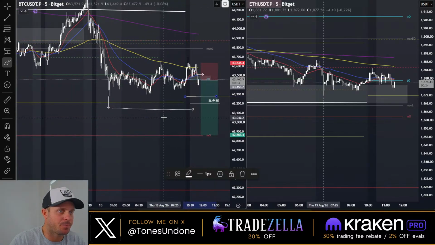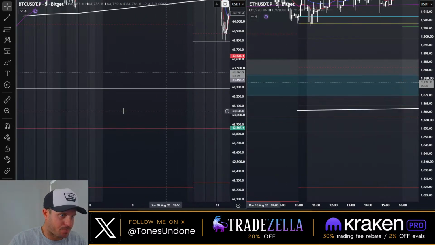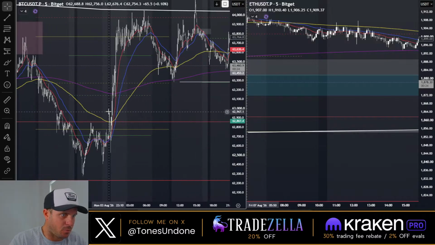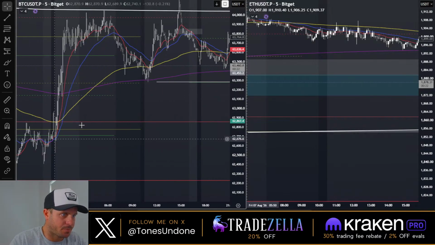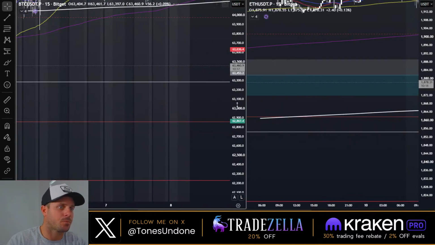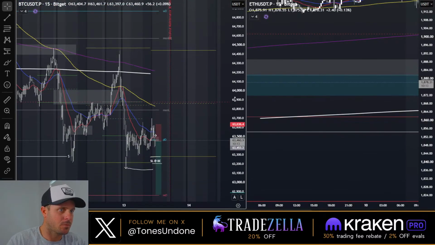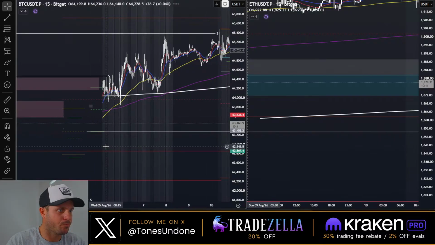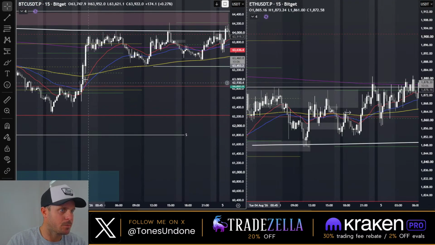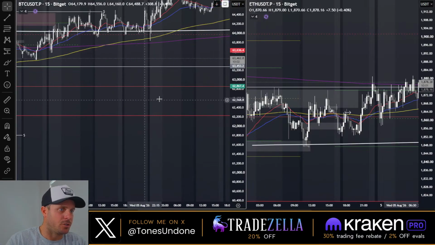Break even here. Target. The base of that displacement here. Or this low of the wick.